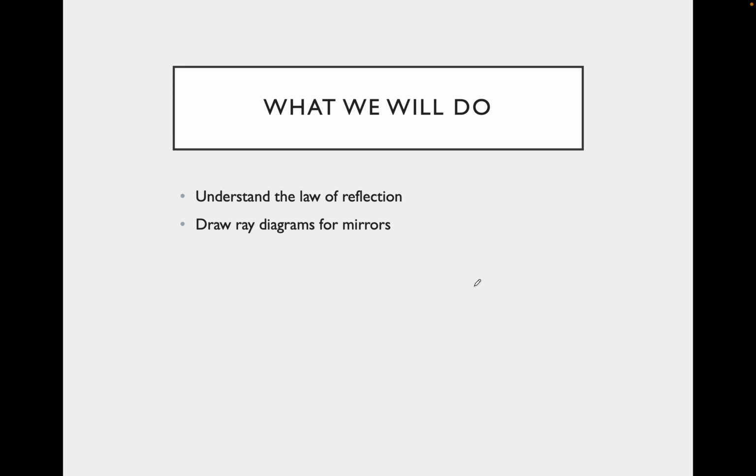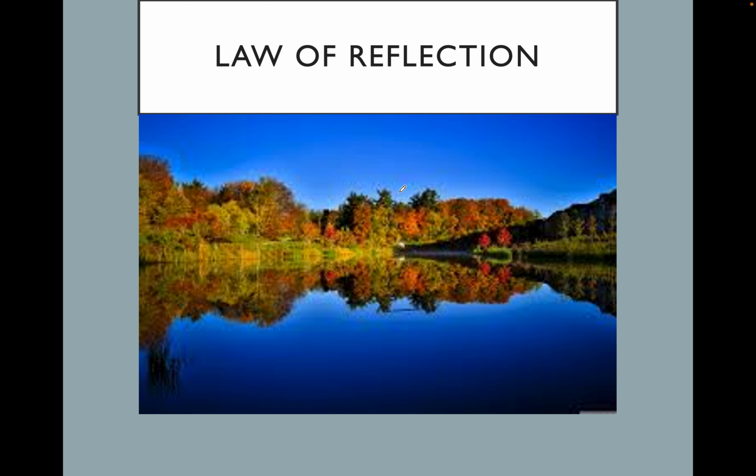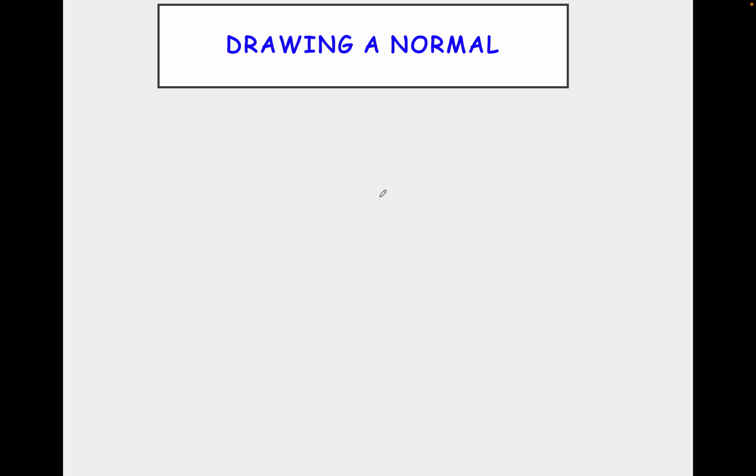So in this lesson we're going to understand the law of reflection and use reflection to draw ray diagrams for mirrors. We'll be looking at two types, convex and concave. So the law of reflection is simply light being reflected when it strikes a surface.